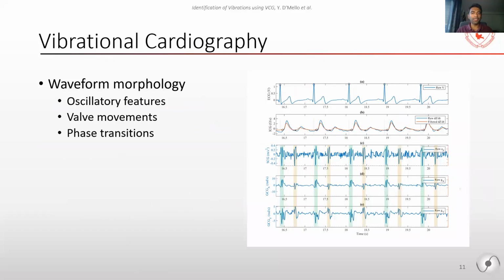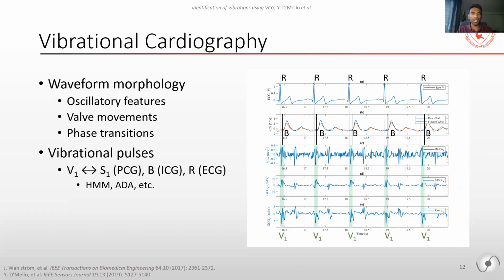VCG waveforms have strong oscillatory features that coincide with cardiac valve movements. These valve movements happen during cardiac phase transitions, that is, between the systolic and diastolic phases in the cardiac cycle. So to recap, cardiac phase transitions generate vibrational waves, which show up in a VCG waveform as high amplitude oscillations. So how do we identify these oscillations? The oscillatory features appear in two separate segments of the cardiac cycle. You can see them as green and yellow blocks highlighted in the diagram.